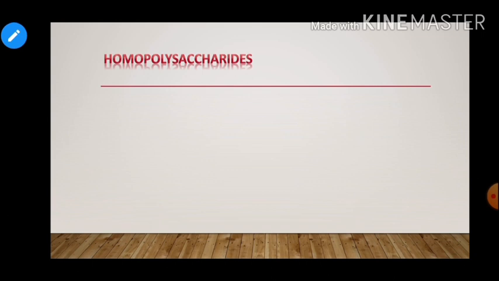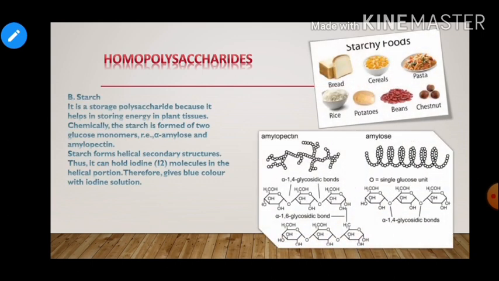Now the next one is starch. Children, it is the reserve food material of plant cells. It is also known as amylum. The word amylum comes from the Greek word amylon, which means starch. It is found in abundance in seeds and legumes. Here on your screen there is a series of starchy foods, including bread, cereals, pasta, rice, potato, beans, etc.